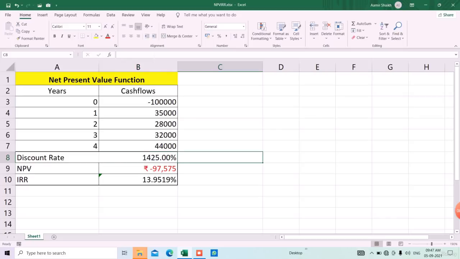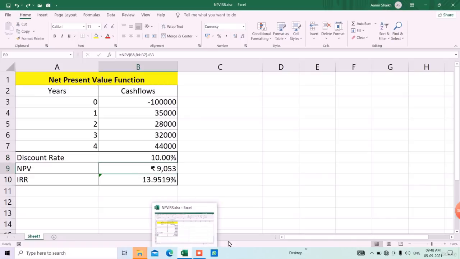Suppose this is 14.25%, and decrease the decimals. So it's going to get me this amount. Now this is again in percentage format. Let me get it back. Yeah, so I hope you have understood that if the discount rate is more, I'm going to get a negative NPV.